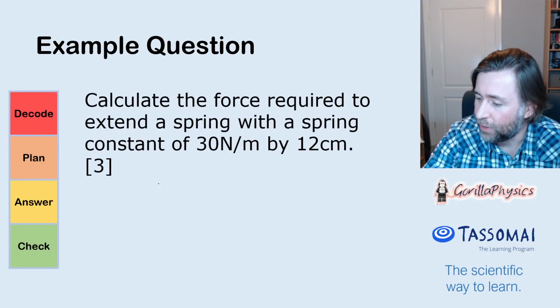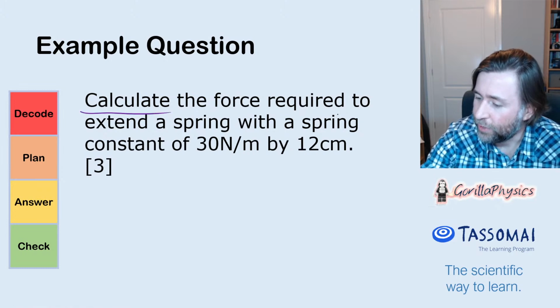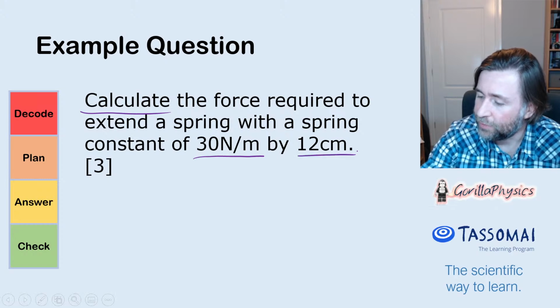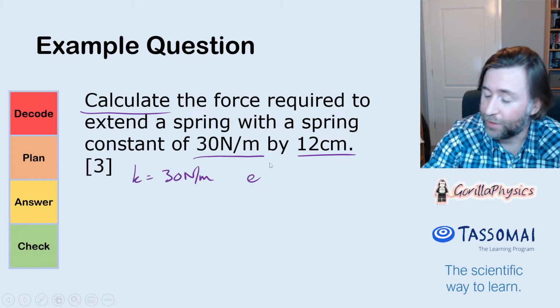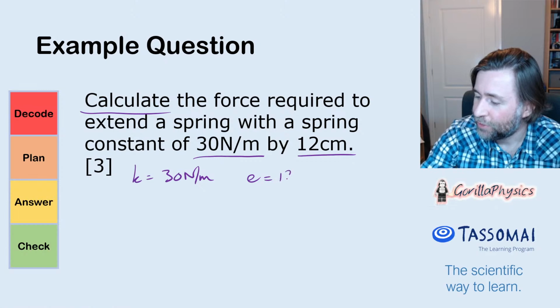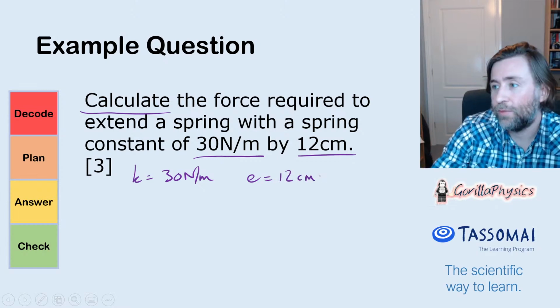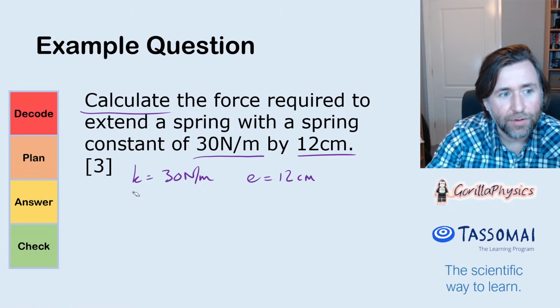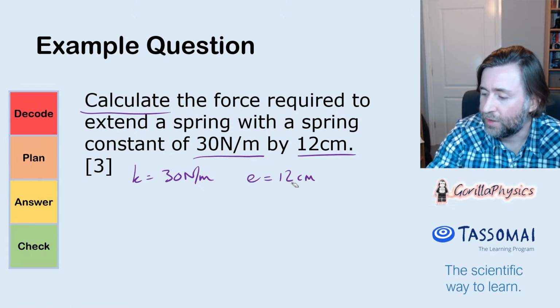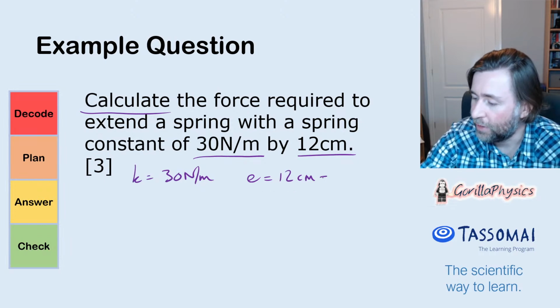Calculate the force required to extend a spring with a spring constant of 30 newtons per meter by 12 centimeters. So what data have we got first? We've got a spring constant, 30 newtons per meter, and we've got an extension. They use E in AQA for extension, which is 12 centimeters, and that we need to convert. So this is getting a little bit harder now because we've got 3 marks worth, and the extra mark here is knowing and being able to convert that into meters.